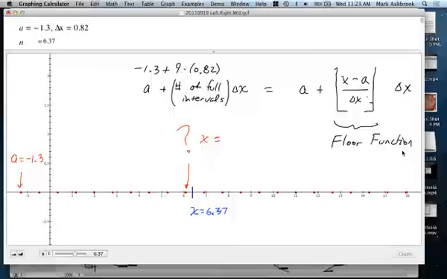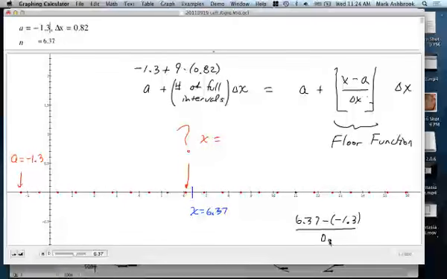So the x minus a over delta x. We didn't count the little bit, the 0.37. No, because we're doing 6.37 minus negative 1.3 all over 0.82. Why is that not going to give us the number 9? We want exactly 9 whole number intervals. So that will not equal 9. Why not?